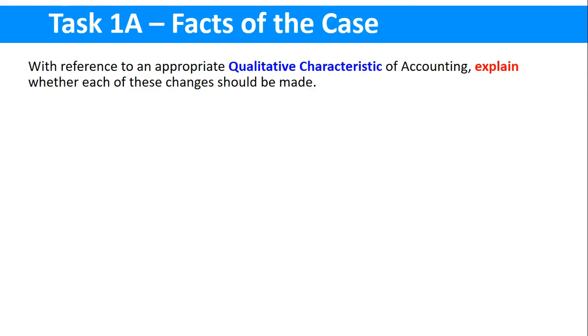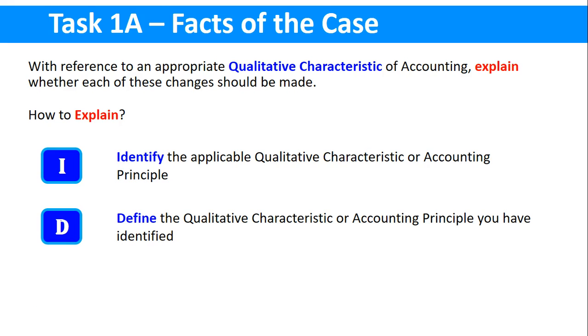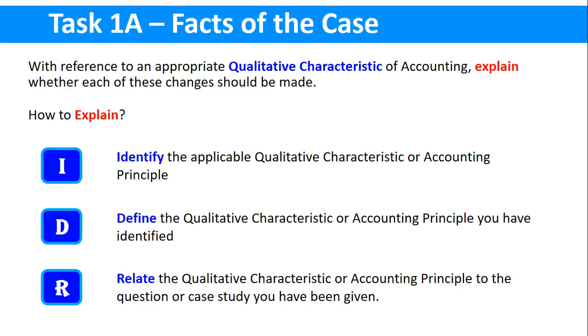So, with reference to the appropriate qualitative characteristics of accounting, what we're going to do is explain whether these changes should be made. So what does that mean we need to do? Well, we need to do 3 things. We need to I for identify the applicable qualitative characteristic. We need to D for define that qualitative characteristic. And we need to R for relate that qualitative characteristic to the question or case study that we've been given.